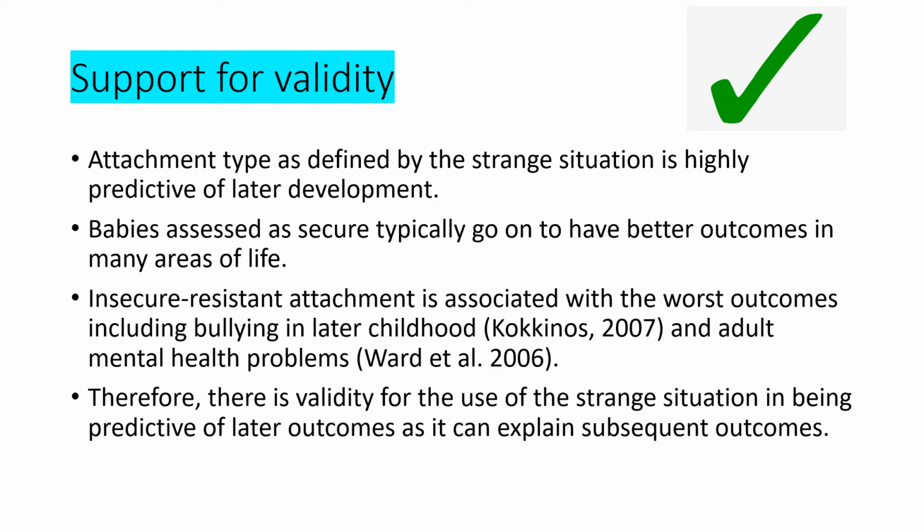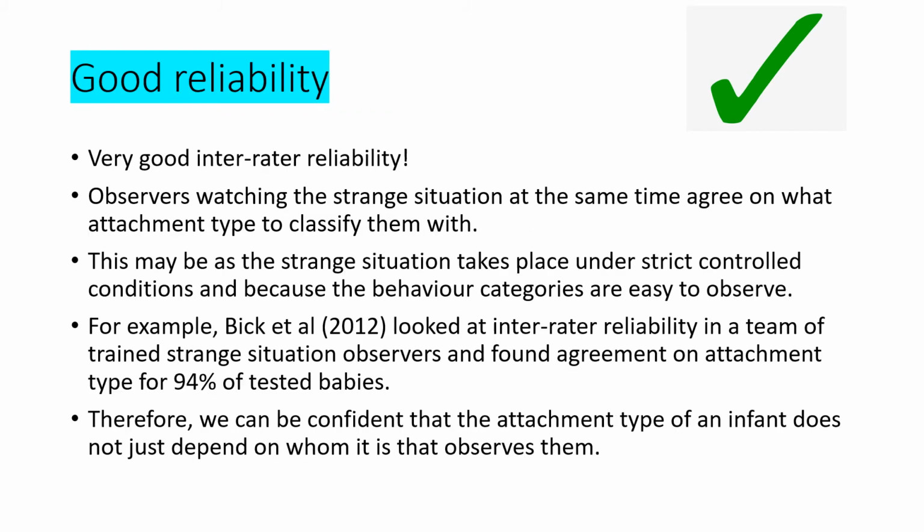So therefore we can say that the validity of the strange situation in terms of assessing the attachment type is very good. It's very high because it is very predictive of later outcomes, and it can explain subsequent outcomes as well. The strange situation also has good reliability. So we're going to talk here about inter-rater reliability. Now, what we mean by that is having 2 different observers, maybe even more, rate the attachment type that they see in front of them.